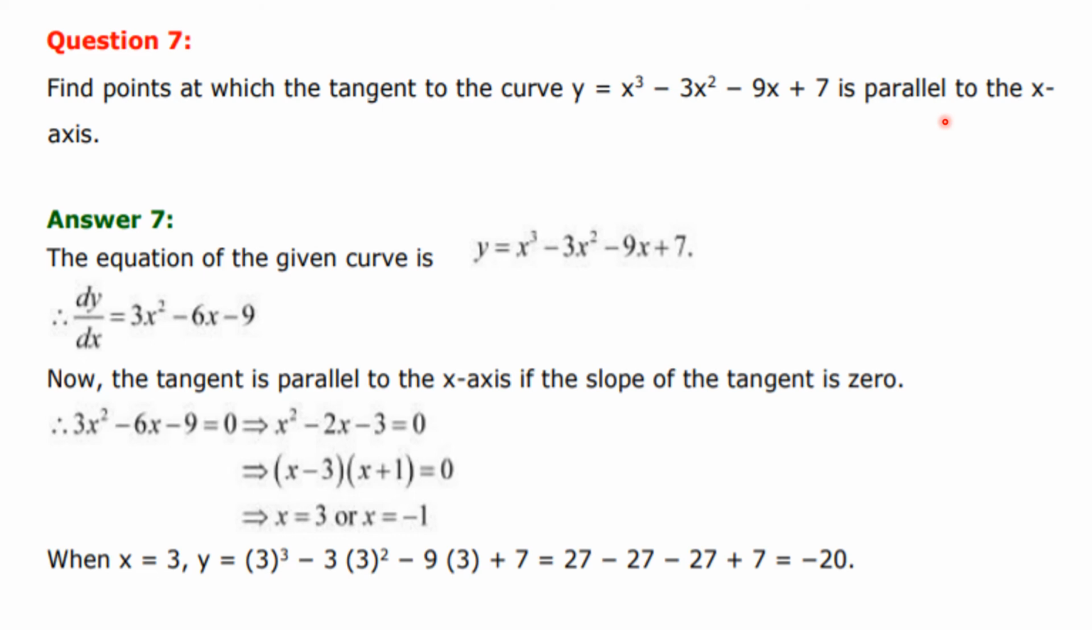Okay, my children, now come to the solution part. Let us write the equation of the given curve. Y is equal to x cube minus 3x square minus 9x plus 7. So indirectly we have to find the slope of the tangent. Without finding the slope of the tangent, we can't find the points here. So dy by dx. What is the slope of the tangent? Dy by dx only. So dy by dx is equal to, we have to find the derivative of this function.